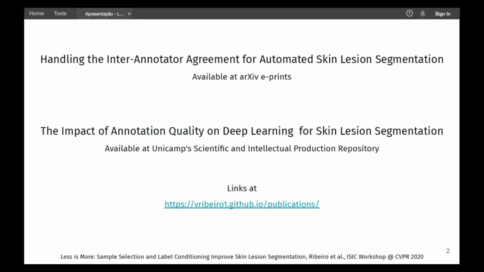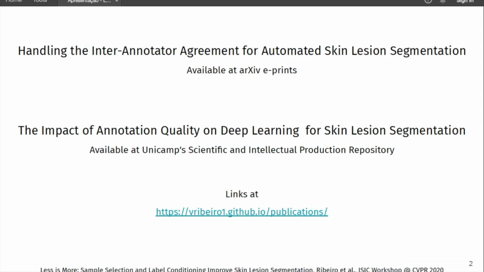This work is a continuation of my two previous works. The first is handling the inter-annotator agreements for automated skin lesion segmentation, and the second is my Master of Science dissertation at Unicamp. You may find the links for both of them on my personal page.